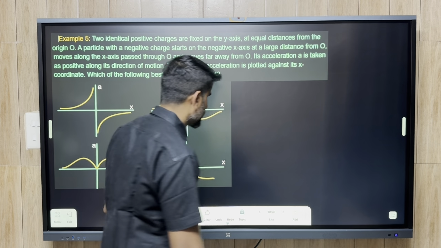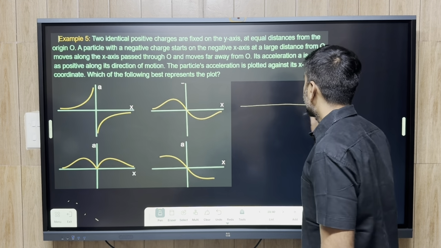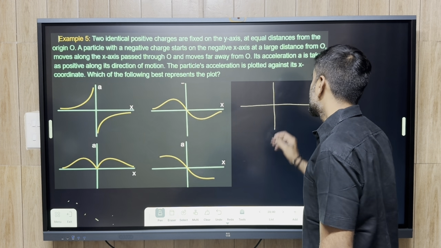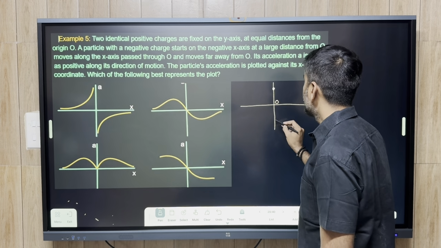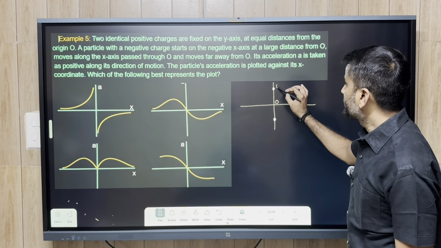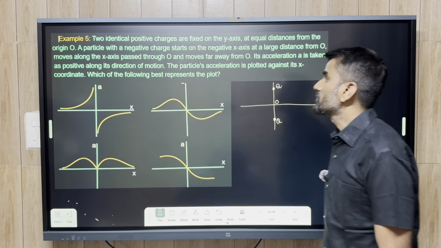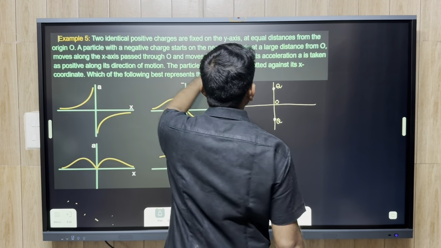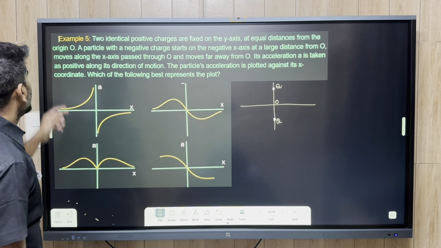Two identical positive charges are fixed on the y-axis. Okay, let's draw the diagram of the given scenario. So this is the origin, and I have considered two particles somewhere here which are at equidistance from the origin. This is Q and this is also Q, which are equal charges on the y-axis at equal distances from the origin O. Okay, that has been drawn.